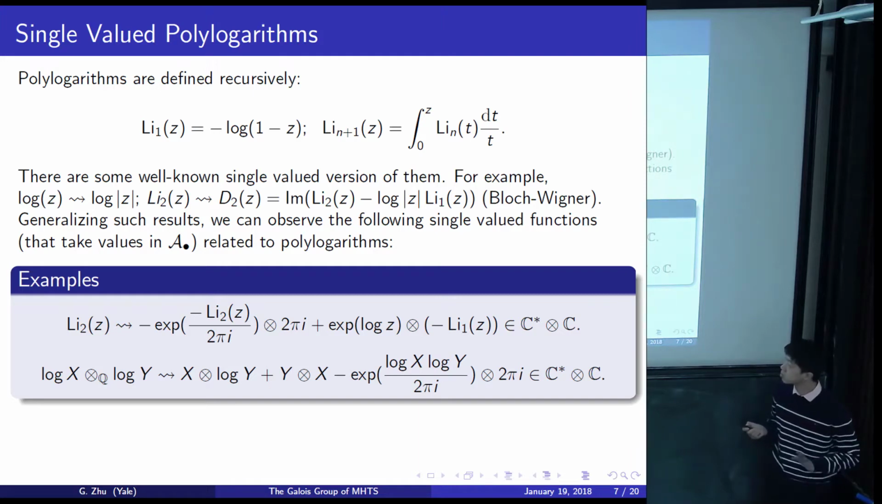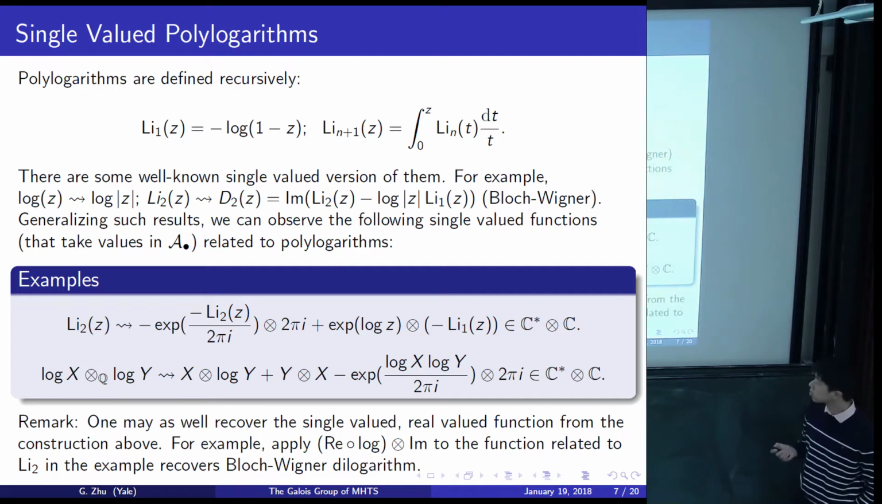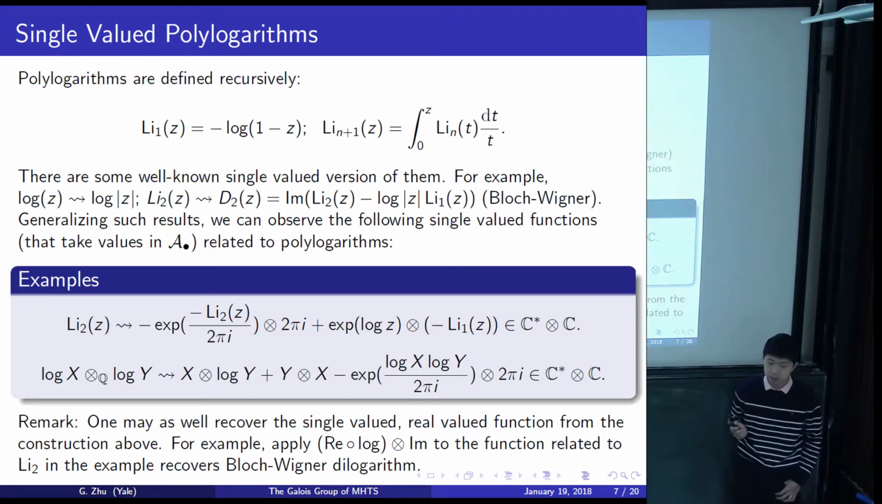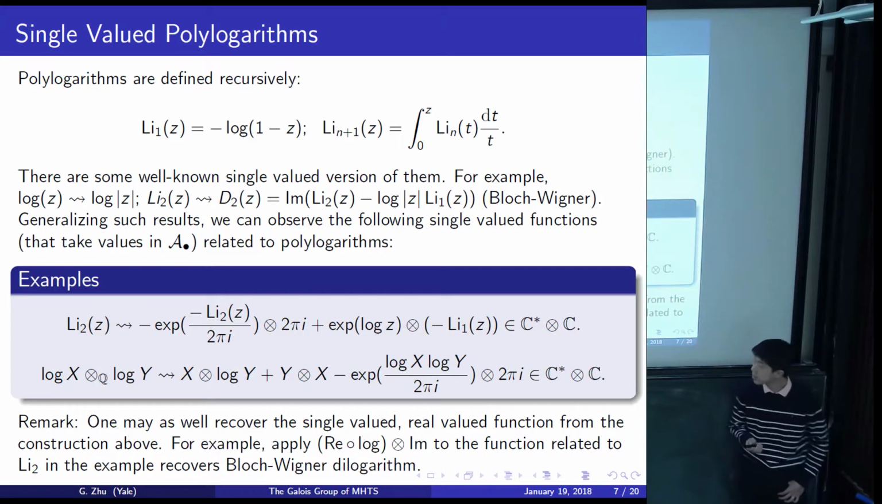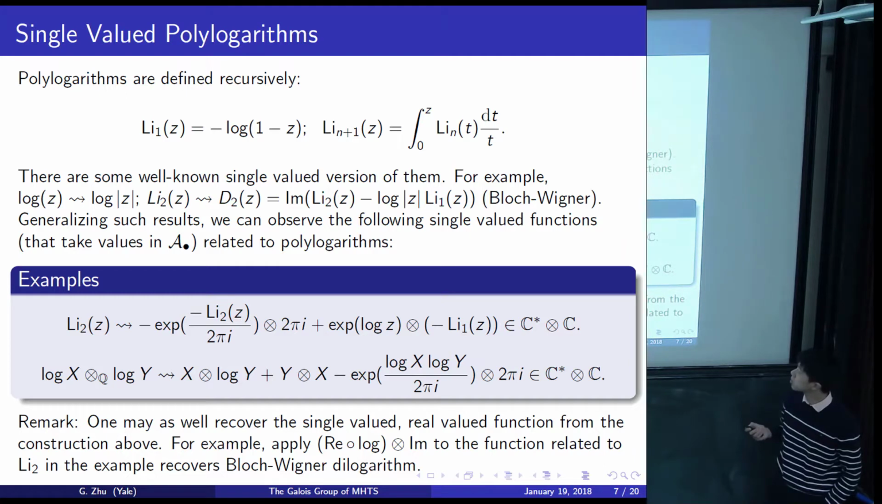I should mention that we are not the first ones who observed this. One remark is that one may as well recover the single-valued real-valued functions from the constructions above. For example, if you take the log of the first component in C star and then take the real part, multiply with the imaginary part of the second part, then from this function we go back to the Bloch-Wigner dilogarithm. So this tells us we can extract a lot of information from the periods of the mixed Hodge Tate structure here.